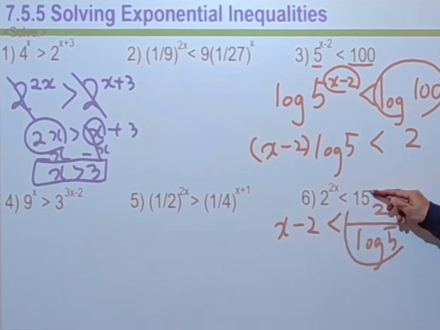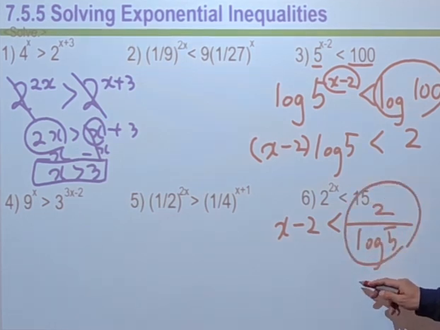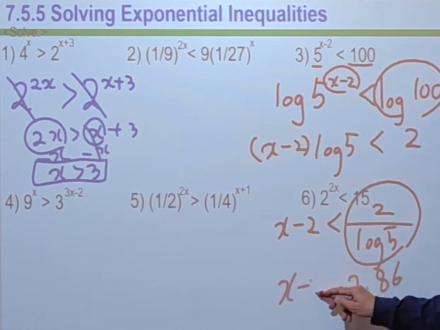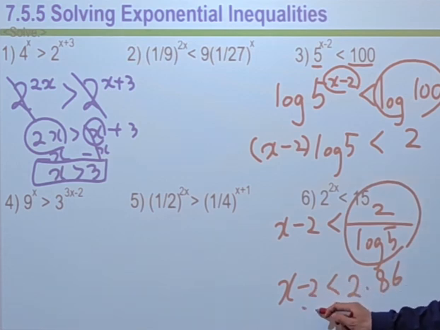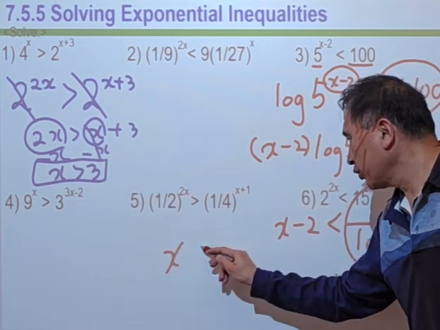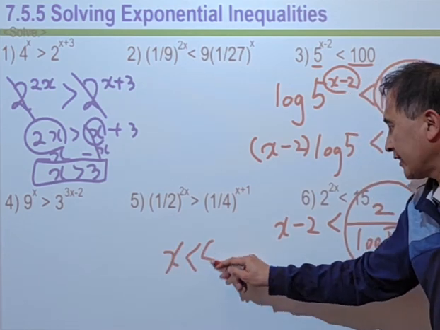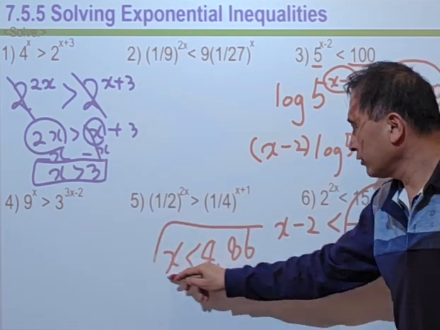So if you use a calculator, this one is about 2.86. So x minus 2, you need to use 2 divided by log 5. Using calculator, that will be about 2.86. So I add 2 to both sides. So final answer, x is smaller than 4.86. So that's the answer for this one.